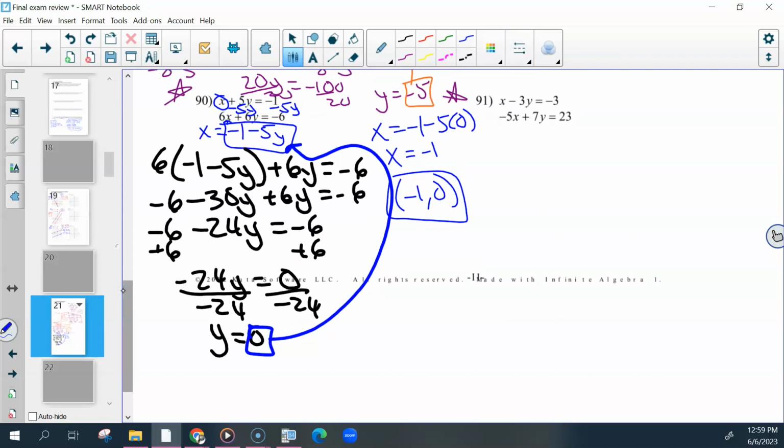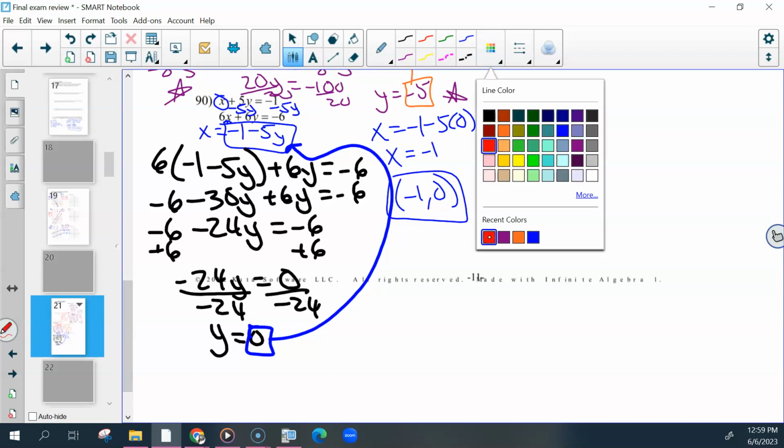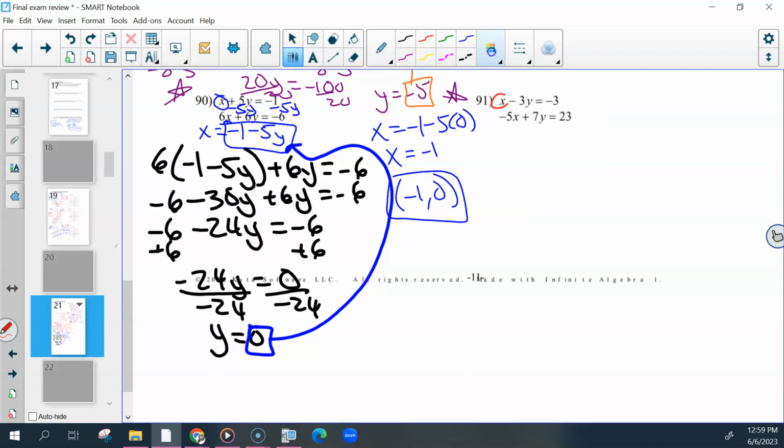And then last one, 91. Get this x by itself. Add 3y to the other side. Put that equation into the other, where this x is.